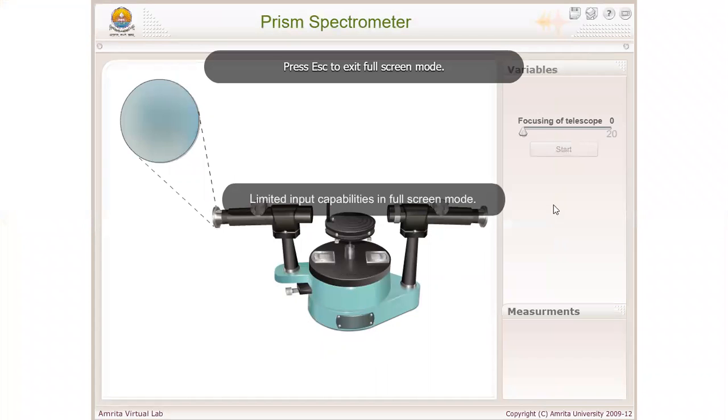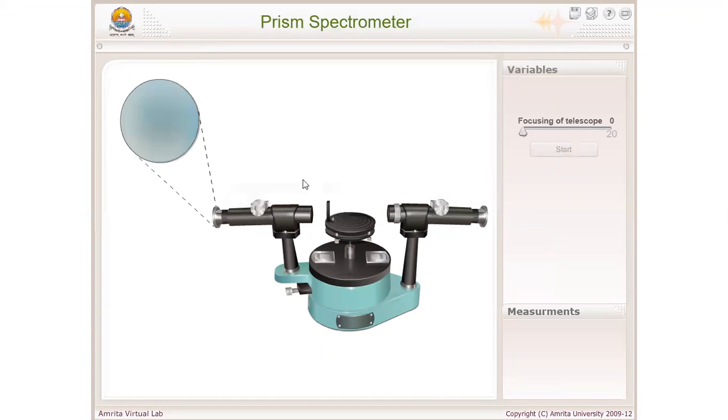As I have told you, your first step is to focus the telescope. So you can focus it by focusing on a distant object, and in the virtual lab you can do this by moving this slider. So we will start this experiment. Now the telescope is focused, you can see, and we will start this experiment.